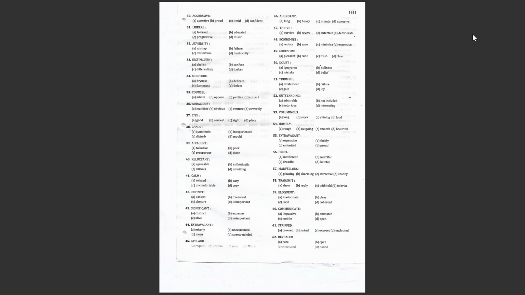So the correct antonym here would be option number B, to confuse. If you're not able to distinguish, then you're most probably confusing the choices. So the correct antonym of distinguish would be option number B, confuse.